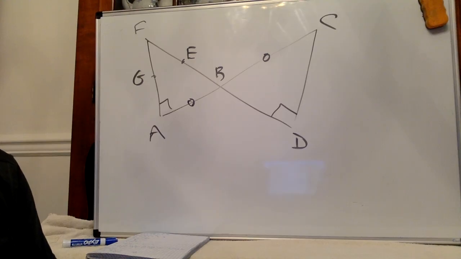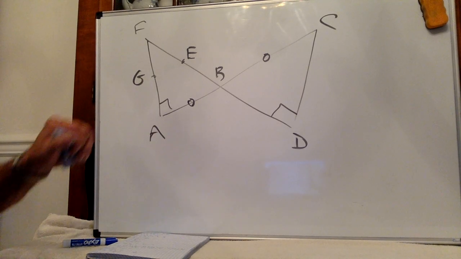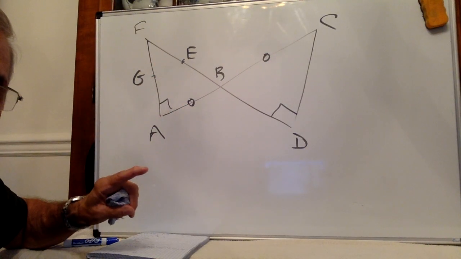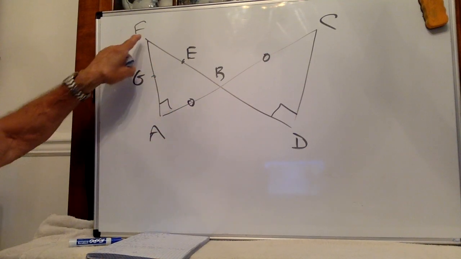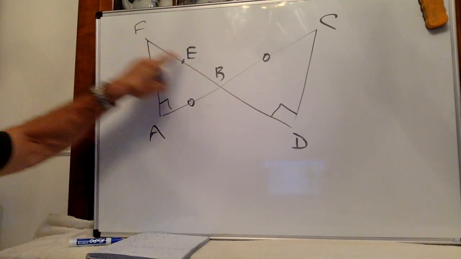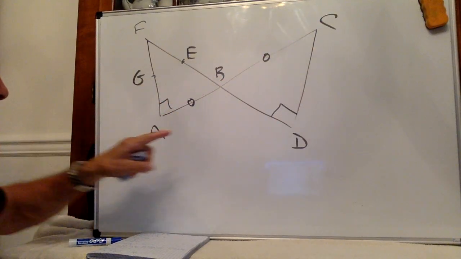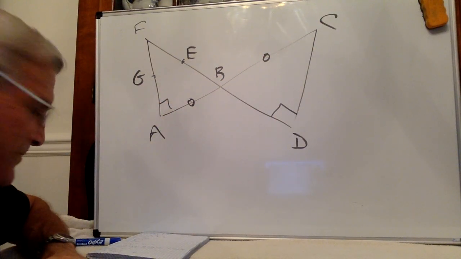Where do lines AC and FE intersect? Now remember, they said line FE. So that means if you go through F infinitely in either direction, where do these two lines intersect? They intersect at point B.